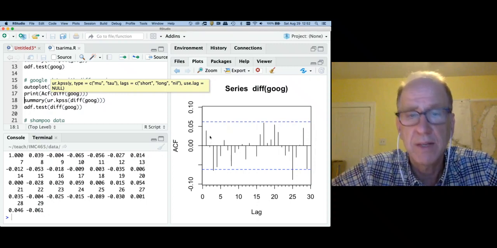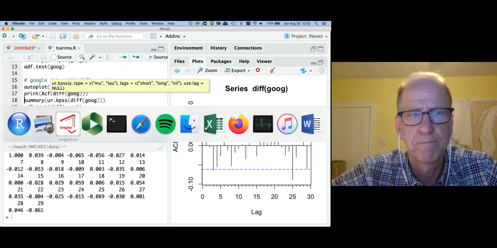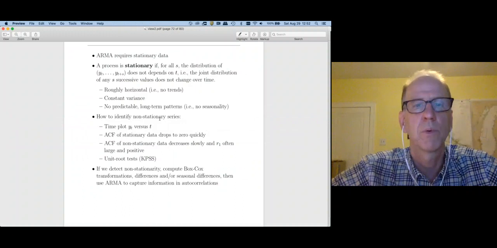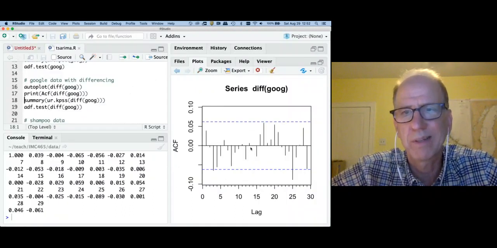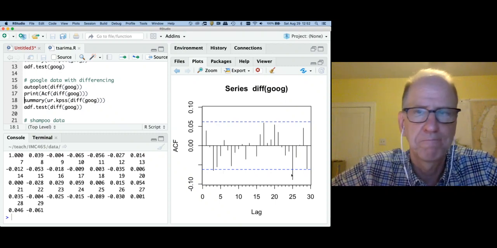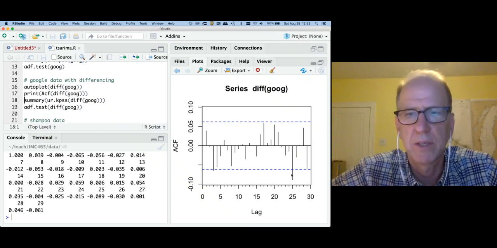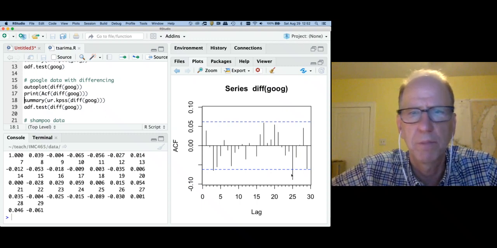Remember, if the ACF falls off quickly, so let's go remind ourselves what we're looking for here. The ACF is dropping off quickly. What this is signaling to me is we do have stationarity. Maybe there's a couple values that are just outside the blue lines, but those could just be false positives. I'm not going to worry too much because they're barely outside the blue lines.